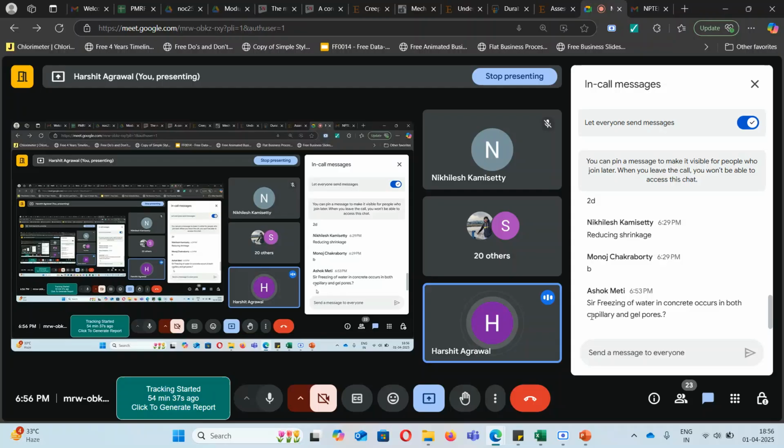CSH layers. So for freezing that water, it will require a very negative temperature, because those gel pores are very small in size compared to capillary pores. So practically freezing gel pores won't be possible. It is the capillary pores which are generally causing the freeze and thaw effect in concrete.